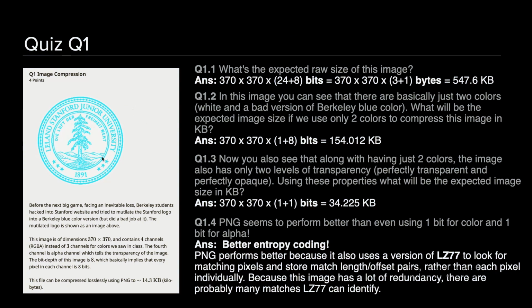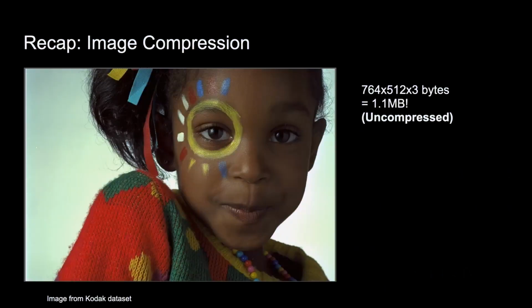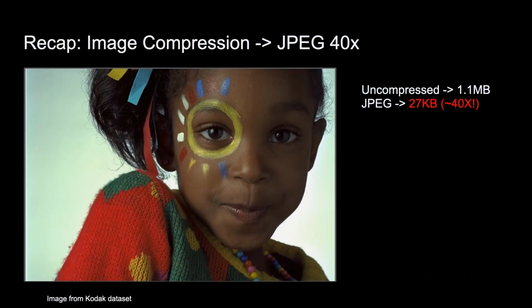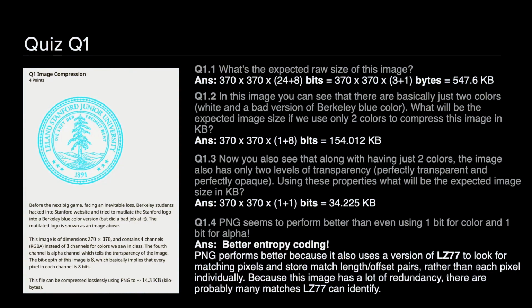The first question was trying to understand the same basic principles. I would say just go over the solution in your free time. It's quite straightforward. The answers for the first 3 are literally doing the width times height times number of bytes math, but now we added an alpha channel to make things more interesting. The last question was somewhat interesting: in this question we saw that PNG still seems to perform better, even compared to using just 1 bit for color and 1 bit for alpha channel, which seems like the best you can do in this case.